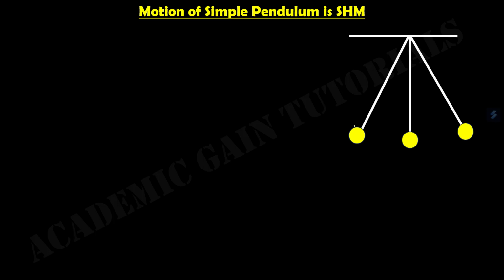Now in this video we'll see that the motion of a simple pendulum is simple harmonic motion, and we'll derive some equations for the simple pendulum. So here we can see a simple pendulum oscillating from this mean point A, and this B and C, this is the amplitude of this simple pendulum, where the displacement AB equals AC.